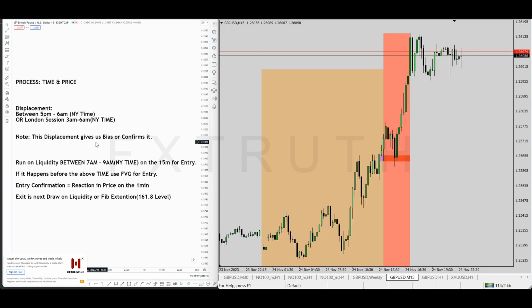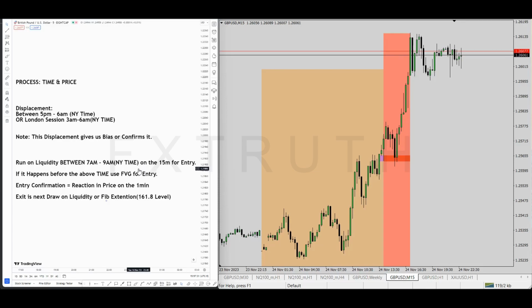Good. So the next thing I want to focus on in this analysis is a run on liquidity. Now we're looking out for this particular run on liquidity between 7 a.m. to 9 a.m. New York time. And we're looking for this run on liquidity within this time window on the 15 minute time frame. That's going to give us the entry.